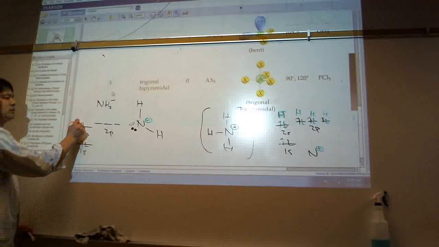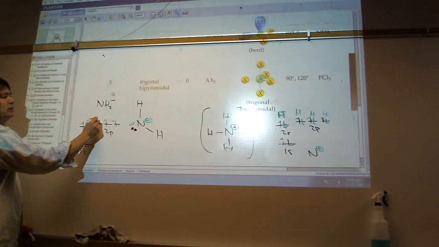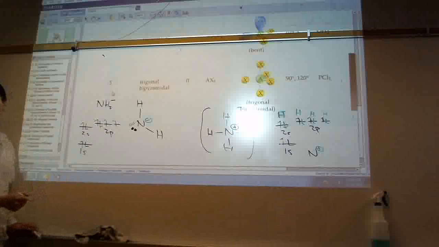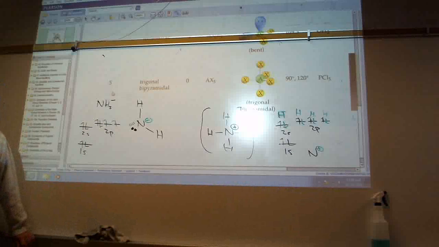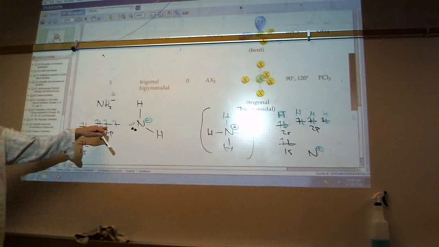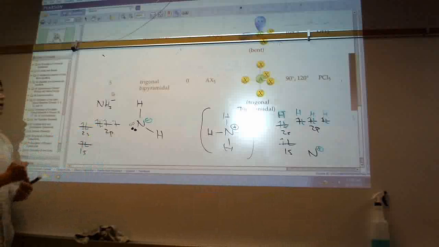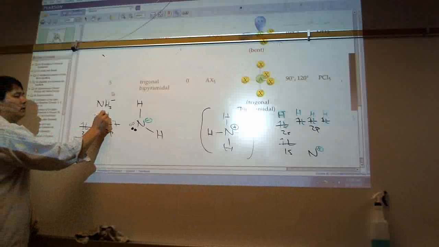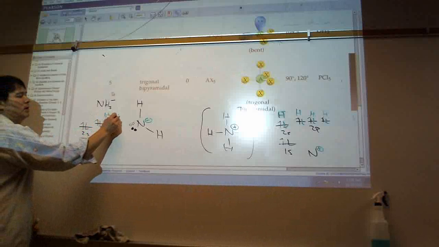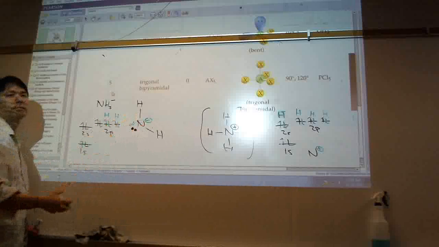And so we'll fill these: 1, 2, 3, 4, 5, 6. We got a pair. So this gives us 2 lone pairs and 2 singly occupied orbitals. And then the hydrogens can come in and bond here and bond here. 2 hydrogens come in.